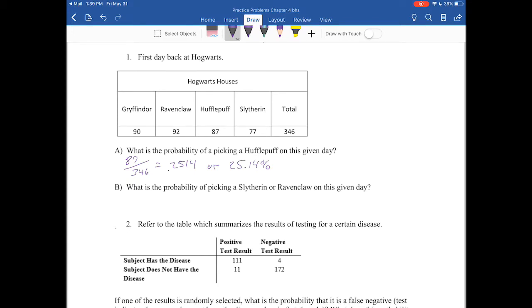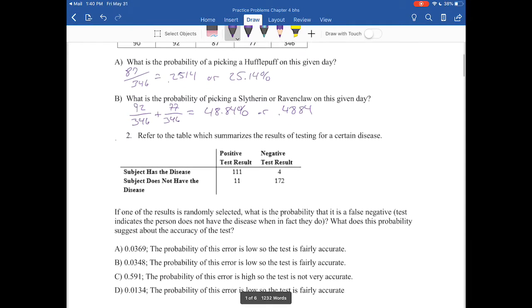Probability of Slytherin or Ravenclaw. So this is going to be probability of picking a Ravenclaw, 92 over 346, plus probability of picking a Slytherin, which is going to be 7 over 346, which is going to give you a probability of 48.84%, or you can say it's going to be 0.4884.